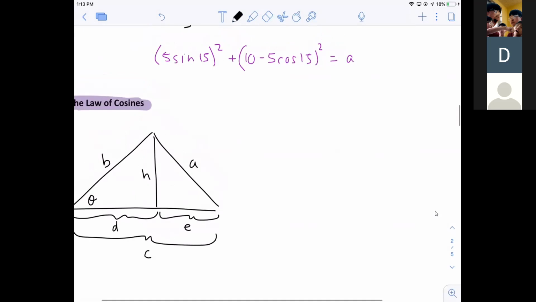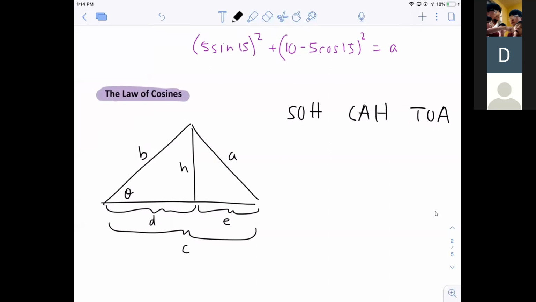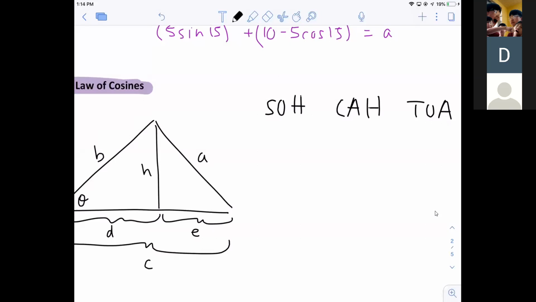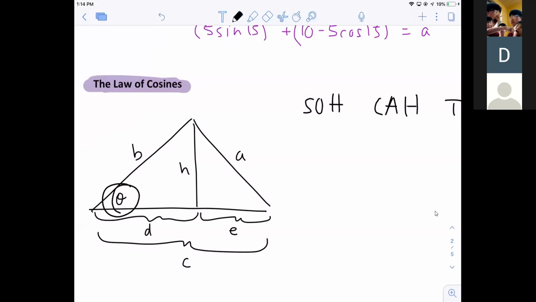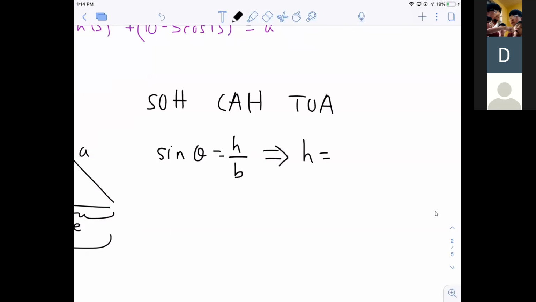So first, probably should have written this out in the very beginning, but let's just write out SOHCAHTOA. Looking for the length of H. So H over B is equal to sine theta. I'm going to use sine, opposite over hypotenuse, using angle theta. So sine of that angle theta is opposite H over hypotenuse B. And what we get is the height is equal to B times sine of theta.